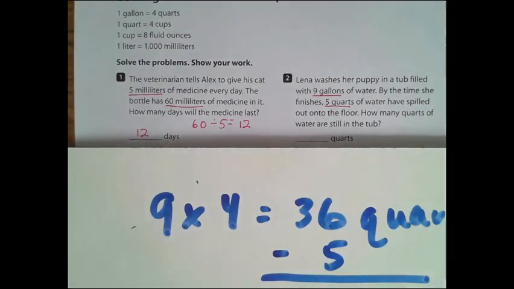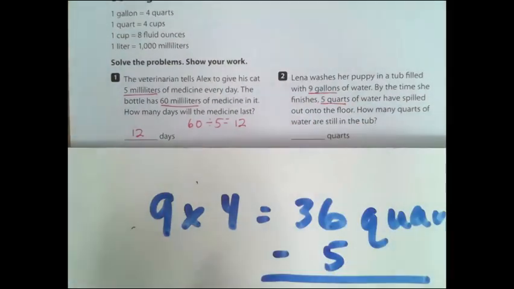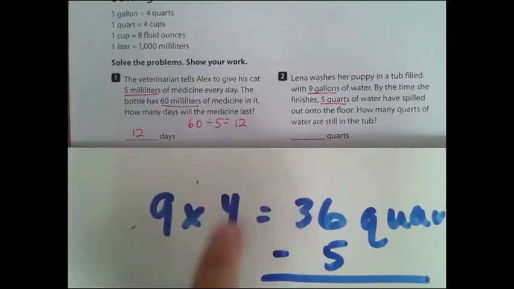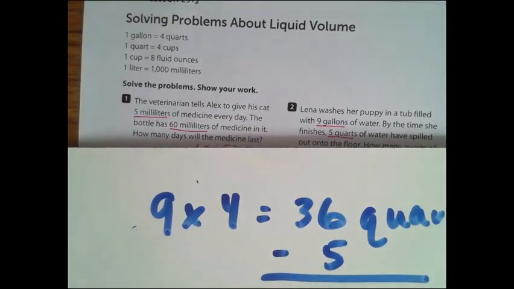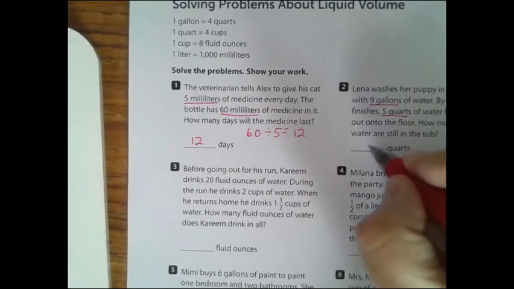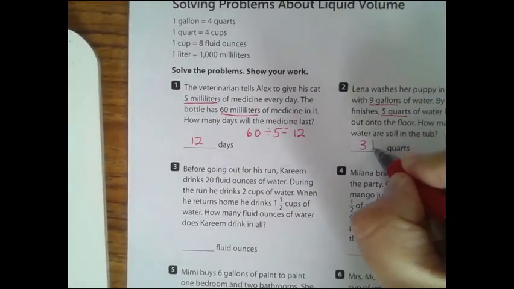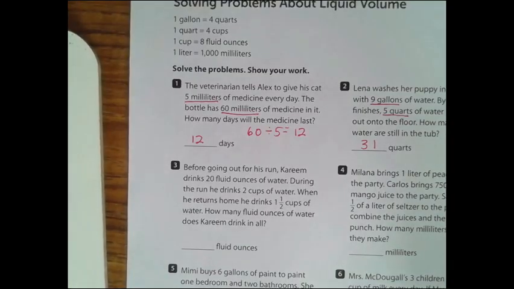Okay, so again, what we did was we took those 9 gallons and we changed those into quarts by going 9 times 4, because 1 gallon is 4 quarts. So again, transferring that to my paper, 31 quarts are left in the tub.